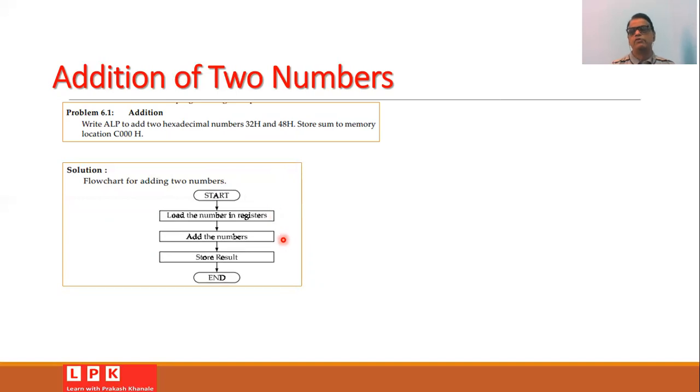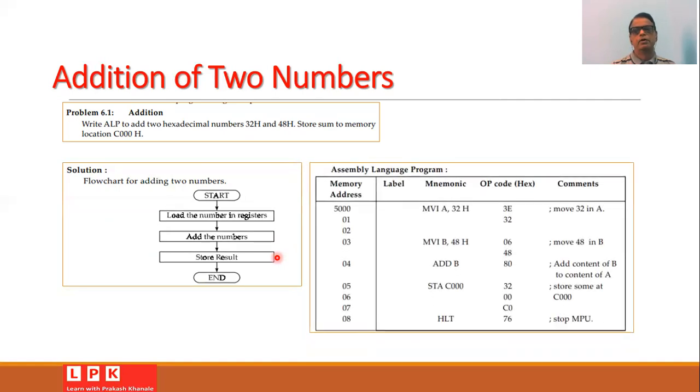Then we will perform addition of these two numbers. And then we will store the result at the specific location. And then finally, we will halt the program, or we will end the program. So once you have a flowchart prepared, then you can convert this flowchart into an assembly language program.